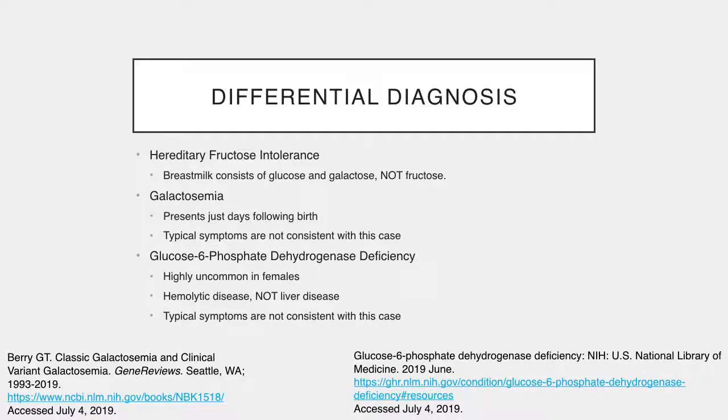Finally, answer D, glucose 6-phosphate dehydrogenase deficiency, is much less likely to be the correct diagnosis in this case for multiple reasons. This genetic disorder is highly uncommon in females, firstly. The defects in the G6PD enzyme also cause premature hemolysis, or red blood cell breakdown. The common symptoms associated with this disease include paleness, jaundice, dark urine, fatigue, shortness of breath, and tachycardia. Again, not consistent with this case.